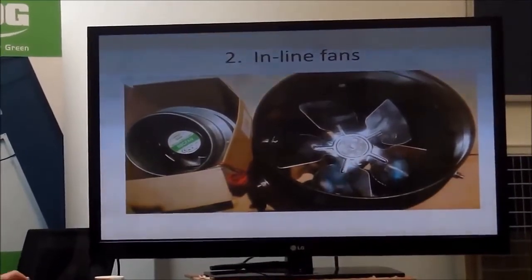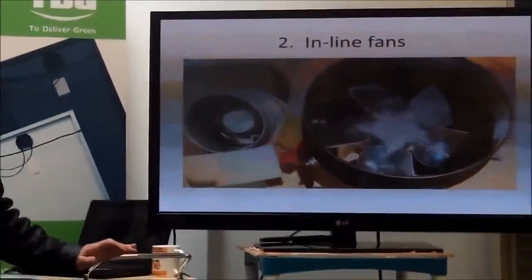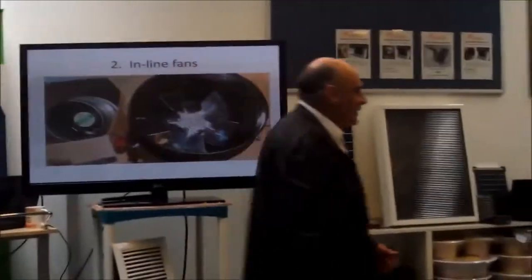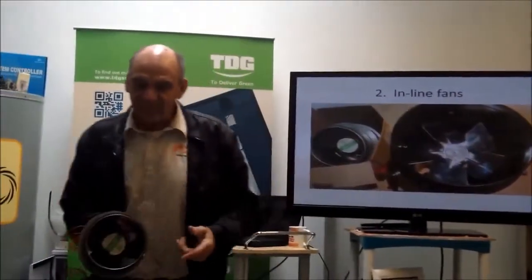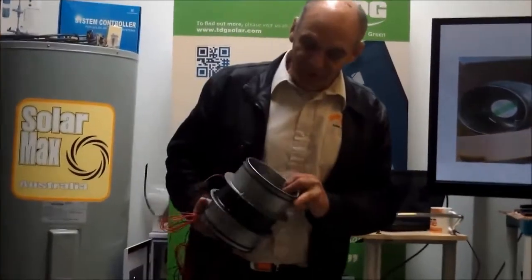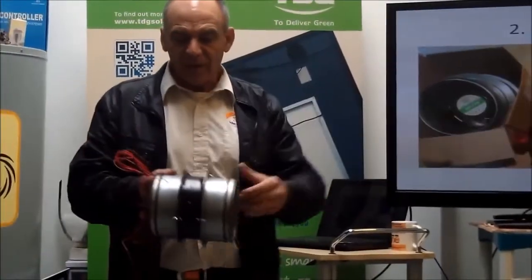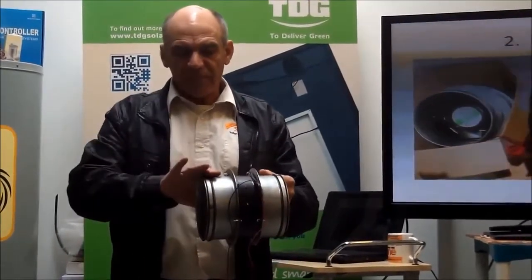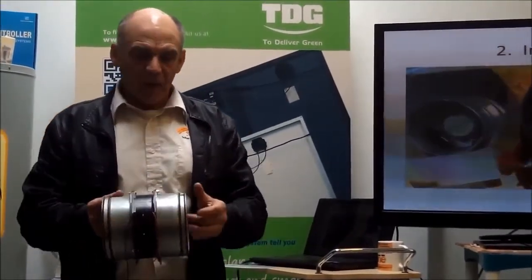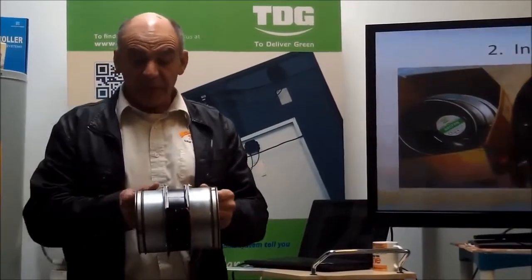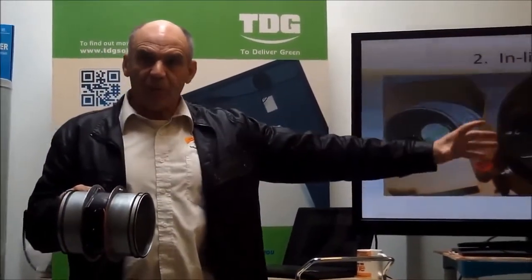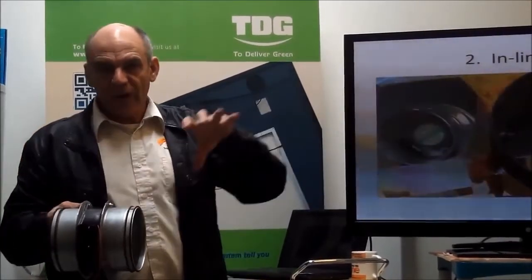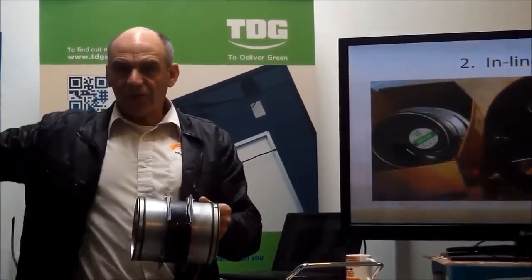Inline fans. I don't have one here. I do. This is an inline fan with the flanges at both sides. The advantage of this is you can put a duct here, you can put a duct here. You don't have to have the fan at the edge. You can have it anywhere under the building, and you can duct to a specific wet area, take the moisture out of there and bring it outside.